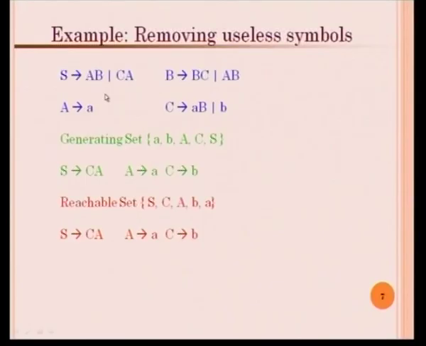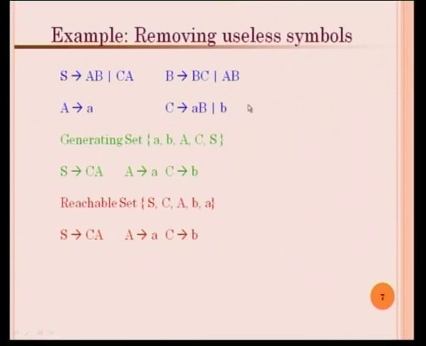So, here is the example. First of all, we find whether the grammar has any useless symbols or not. If you have any useless symbol, then it can be completely eliminated from this grammar. Here we have a grammar with some useless symbols. S derives AB or CA is the first production rule, then B has this, then A has small a, C has A followed by capital B or B.